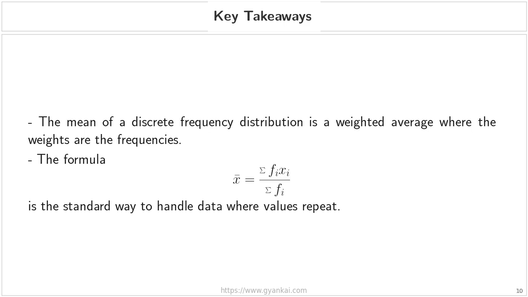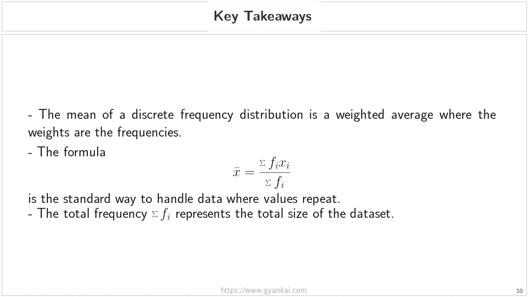Second, we have the standard formula that we used to solve our football example. That is, x bar equals the sum of f sub i times x sub i, all divided by the sum of f sub i. This is your go-to method whenever you are dealing with data where values repeat, as it allows you to handle large datasets efficiently without having to list every single observation. Finally, always keep an eye on your denominator. The sum of all frequencies, which we write as the sum of f sub i, represents the total size of your dataset or the total number of observations. In our example, this was the 11 matches played.